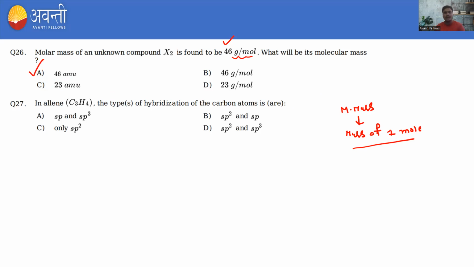I hope सबसे ज्यादा बच्चों ने इसी को सिलेक्ट किया होगा, ऑप्शन ए को ही किया होगा, राइट? बिकॉज दिस इज वेरी वेरी सिंपल क्वेश्चन, राइट?